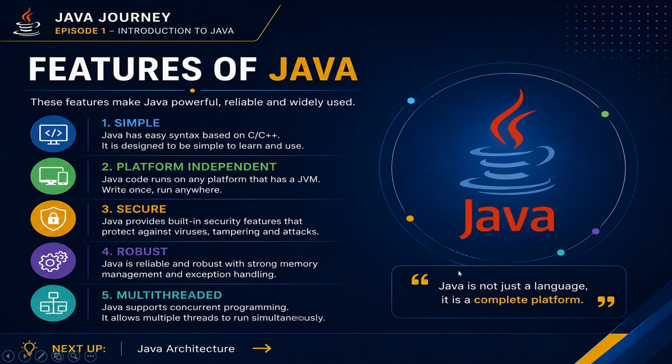Now, look at this thought. Java is not just a language, it is a complete platform. This is very true. Java is not only about writing code, it also provides a runtime environment, libraries, development tools, security features, and cross platform support. All this together makes Java a complete ecosystem. So, these are major features that made Java one of the most successful programming languages in the software industry. In the next session, let's understand how Java actually works internally through Java architecture.